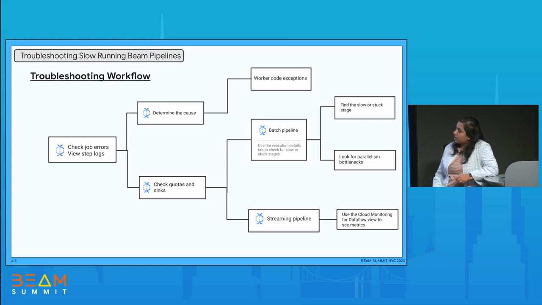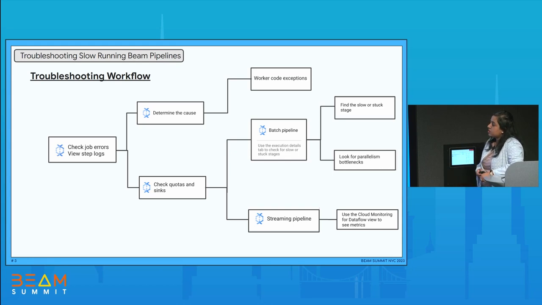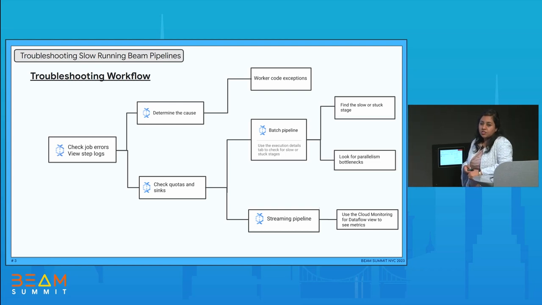And if you are not able to determine the cause through the job logs, then maybe it's a good step to check the quotas and the sync for streaming jobs, such as Pub/Sub. And in case of batch pipelines, you can use the execution details to check for slow or stuck stages. I'll be covering some of the steps on how to troubleshoot batch and streaming pipelines in the further slides. And for batch and streaming both, you can also use the Cloud Monitoring Dataflow metrics view to see how the job is performing.